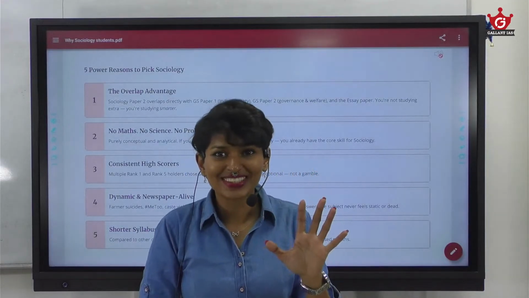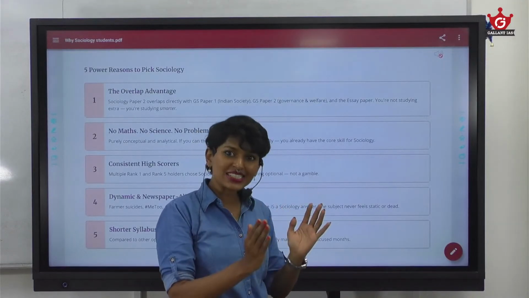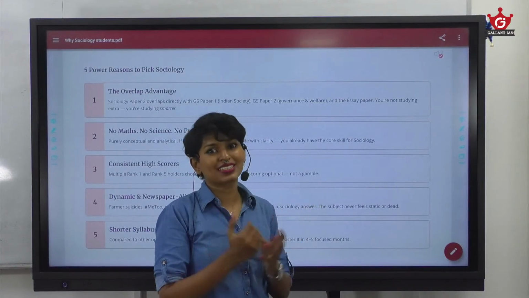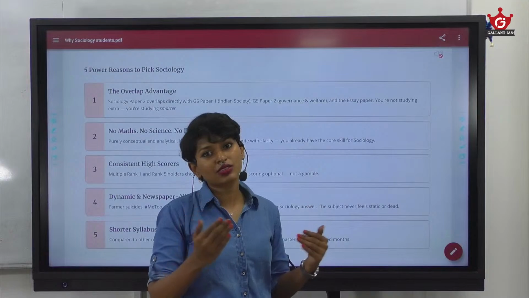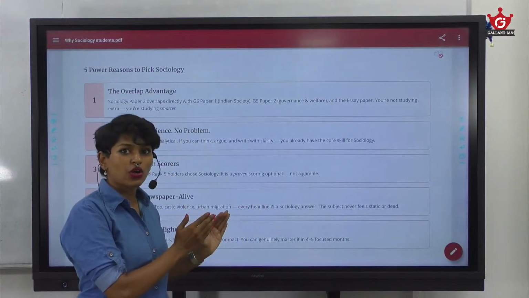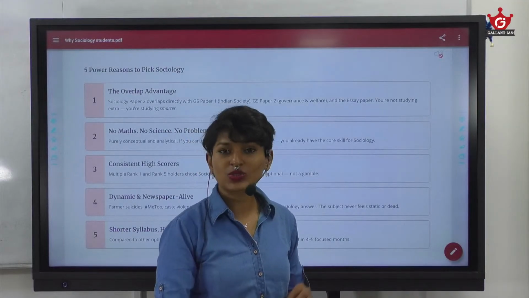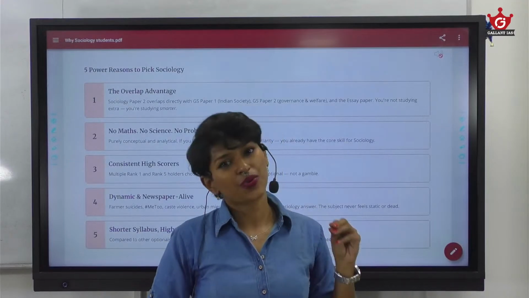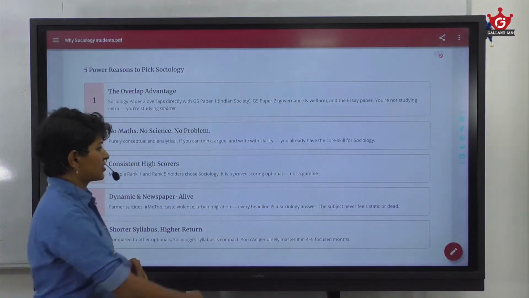Then the fifth one, those who are looking for something short, something easy, something I would say compact, then this option is yours. Because compared to other optionals, the syllabus is really short and compact, and that is relatable too. So doesn't that give you solid reasons to think this can be your optional?